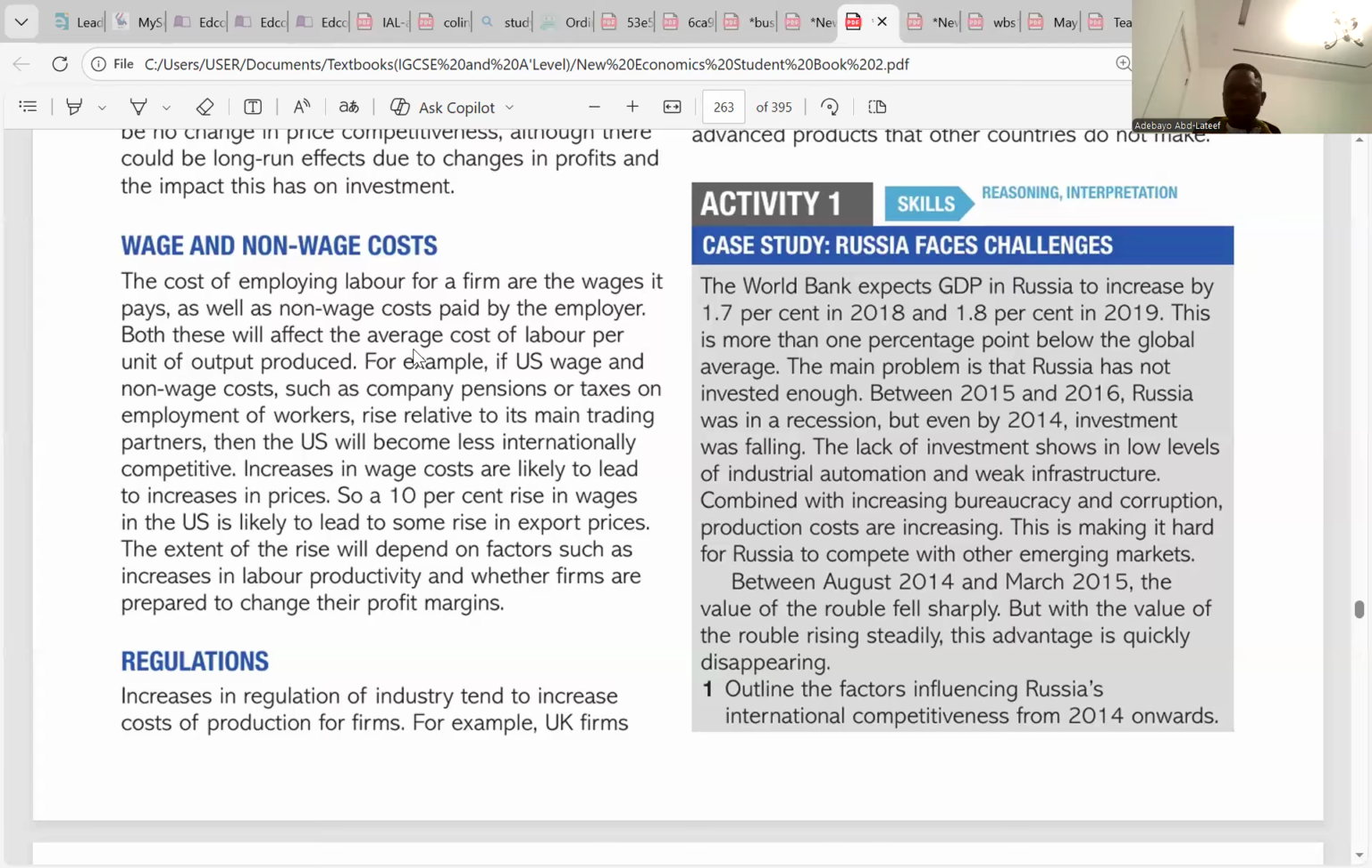Do you get the point here? So if the cost of labor is increasing and labor productivity is increasing, it could balance up with the high cost to become lower cost. Or firms might just make it an opportunity cost by sacrificing the profit margin. So that would allow them to be internationally competitive. I think it's clear. Yes.